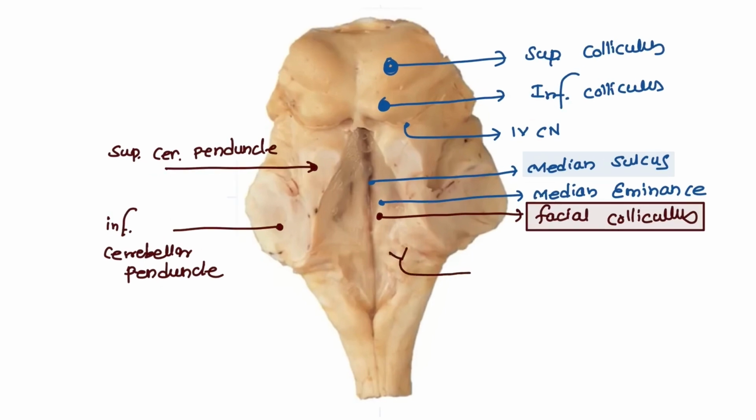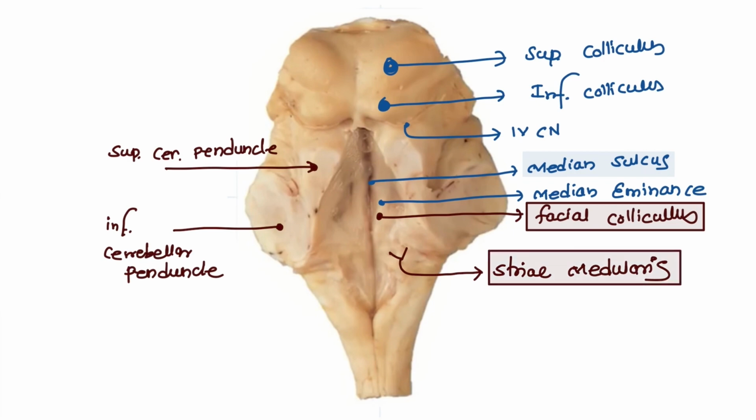Now look over here. Here we have the stria medullaris. The stria medullaris can be seen as a thin, vertically oriented band, right? It is located in the midline of the thalamus, extending into the hypothalamus. So this is the stria medullaris.